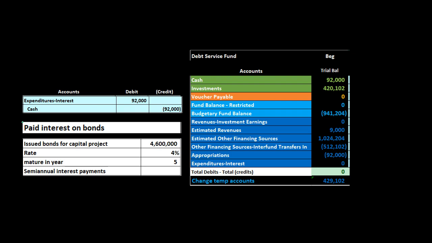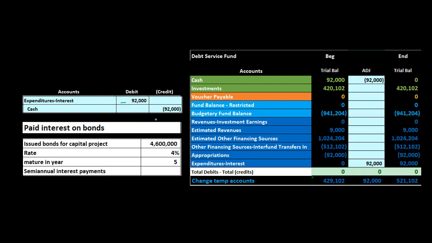We're a modified accrual basis. We're going to record the expenditure related to the interest, and then the cash going down. If we record this out, then we have the expenditure down below. We've got the debit to the expenditure and the credit to the cash up above.